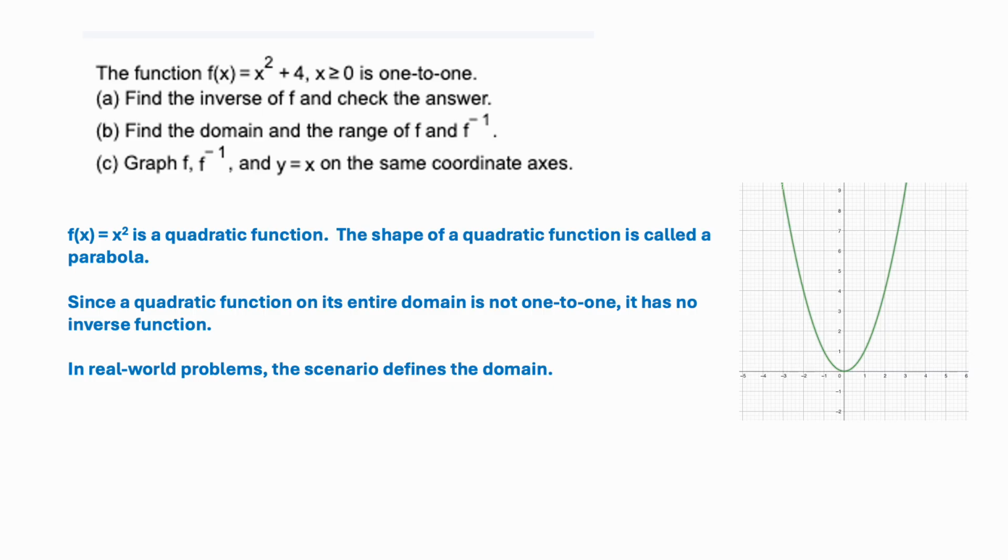So if we look at f of x equal x squared, that's called a quadratic function, and its shape is called a parabola. So we've graphed plenty of these, and we know it's kind of that U shape. If I look at the entire parabola, it is not a one-to-one function, and so it doesn't have an inverse. But in the real world, we define domain and range. It's not an abstract concept, much like it is when we're just looking at functions f of x, g of x.